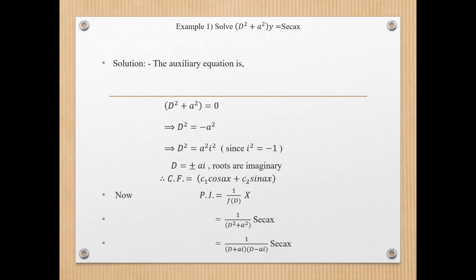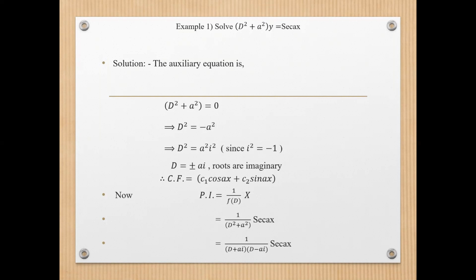One more thing: in type number 1, the right hand side is of the form e raised to ax or e raised to minus ax. In type number 2, the right hand side is of the form sin ax or cos ax. In the third type, the right hand side is a polynomial. In type number 4, the right hand side is of the form e raised to ax into phi, where phi is a function of x only. And in type number 5, the right hand side is of the form x into phi, where phi is a function of x only.